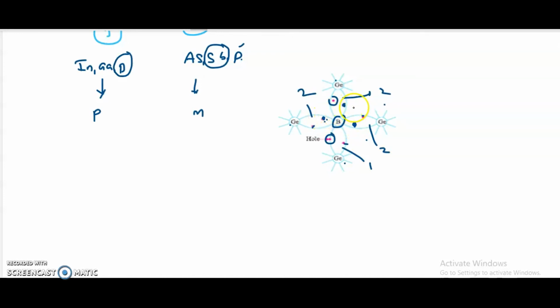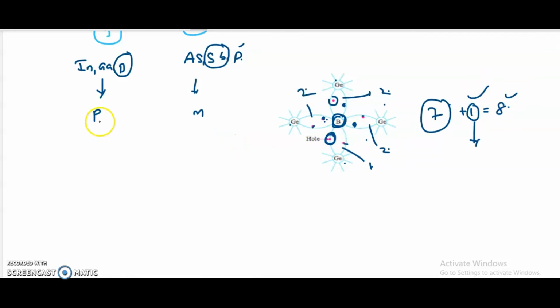So now totally how many valence electrons are there, including the shared ones? The total is 2 plus 2 plus 2 plus 1, that is a total of 7 valence electrons. To become stable, any atom requires a total of 8 valence electrons. Now this central boron atom got only 7 valence electrons, and it is continuously waiting for one more electron to get stability.